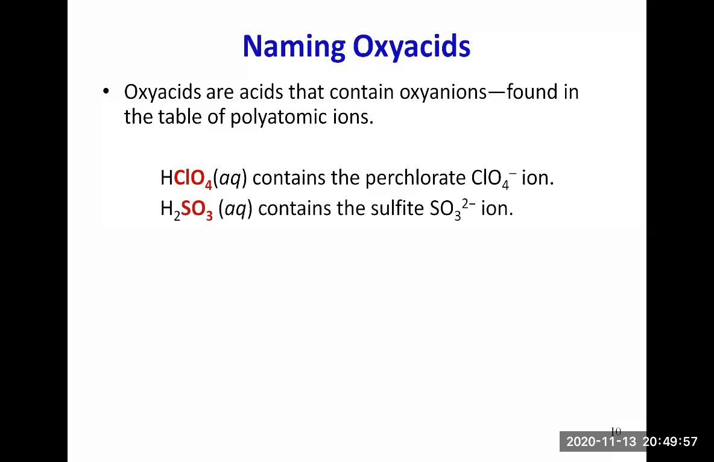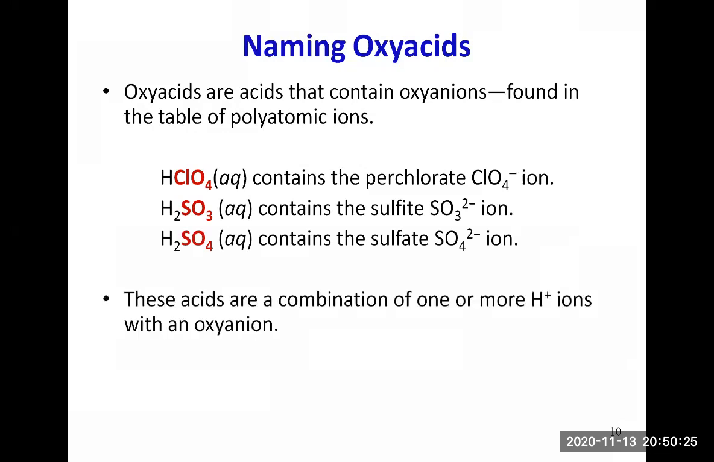H2SO3 aqueous contains the sulfite ion. SO3 -2 is called the sulfite. And so you see that if you combine it with the hydrogen, then you get H2SO3. Another example, H2SO4 contains the sulfate ion SO4 -2. So you need 2 H+ to make it a neutral formula, H2SO4.